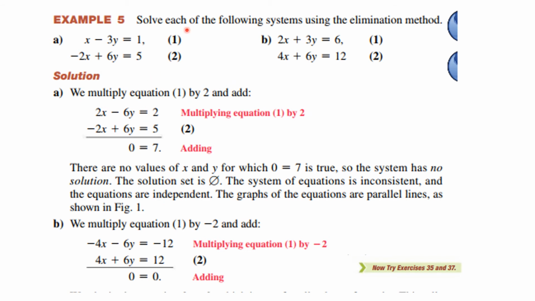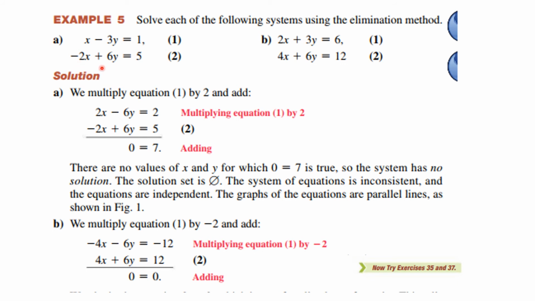We also have situations, and here we're supposed to solve these by the elimination method. Now notice in each of these, the x is over the x, the y is over the y, and the constants are over the constants. So what we could see is if we considered the ratios here, the ratios would be 1 to minus 2, minus 3 to 6, and 1 to 5. Notice that this ratio is minus 1/2, and this ratio is minus 1/2.